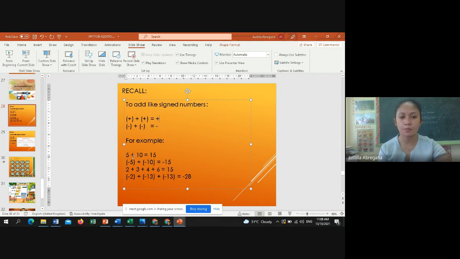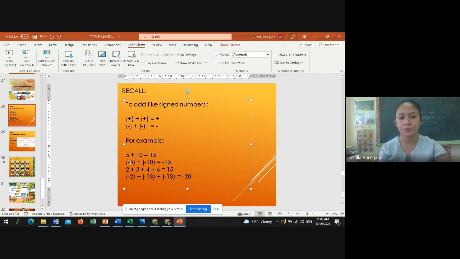For example, here we have positive 5. If there is no positive sign, it means it's positive. So positive 5 plus positive 10 is equal to positive 15. Positive added by positive number is equal to positive. That's why 5 plus 10 is equal to 15.